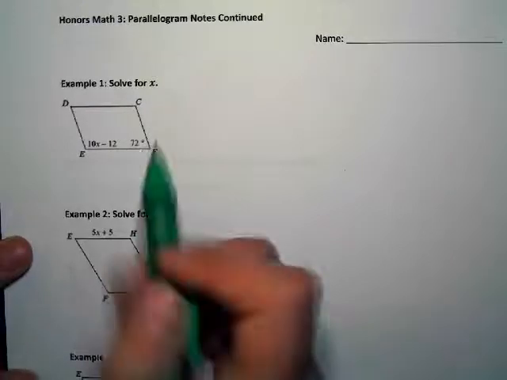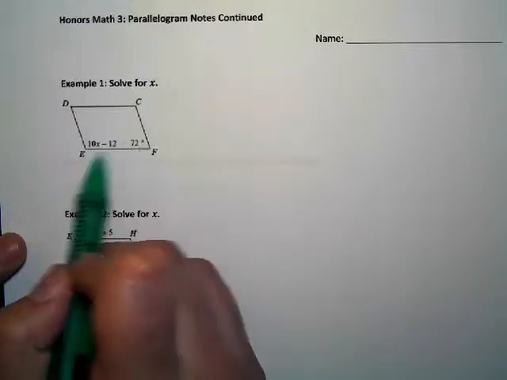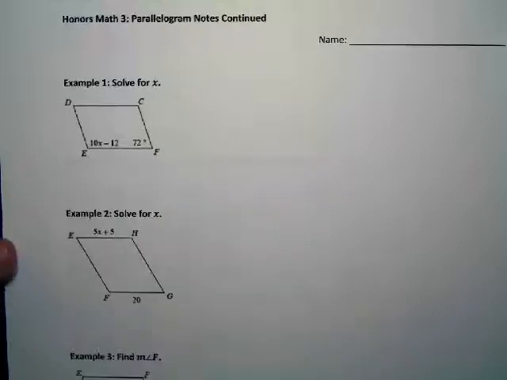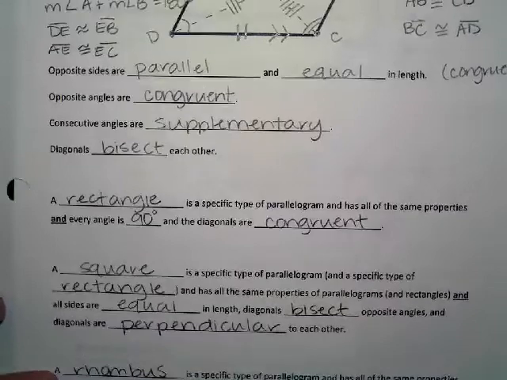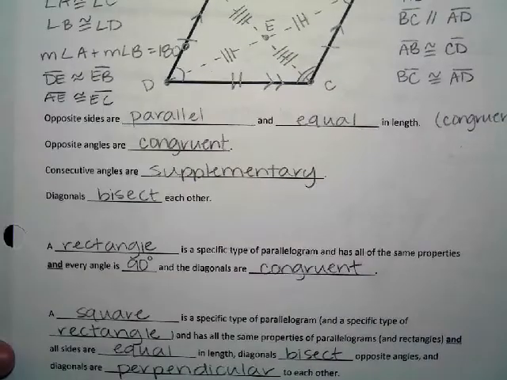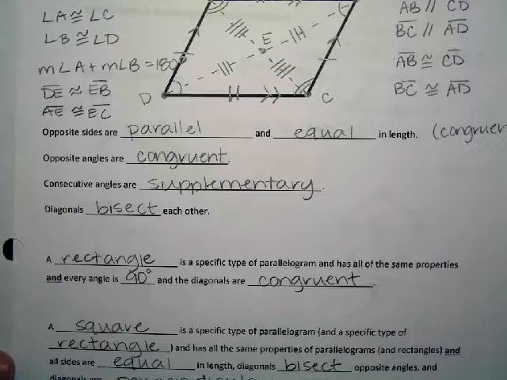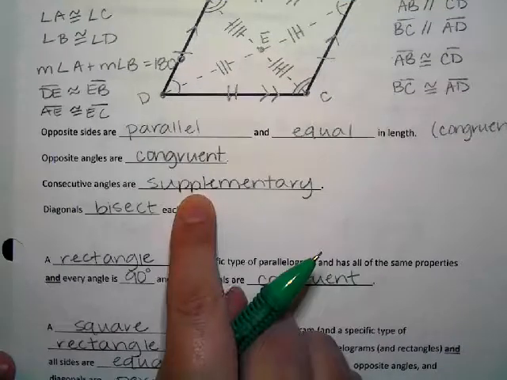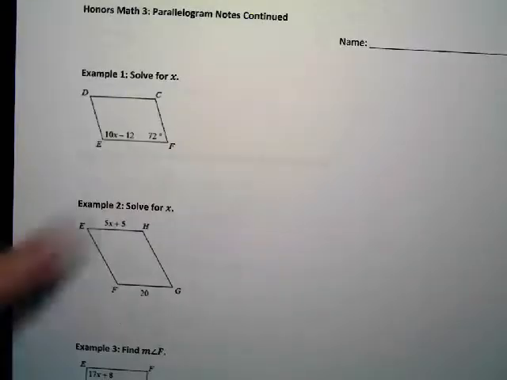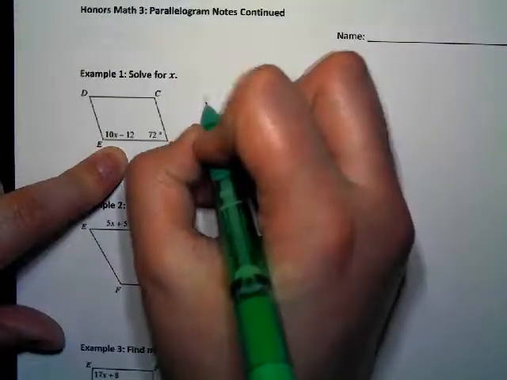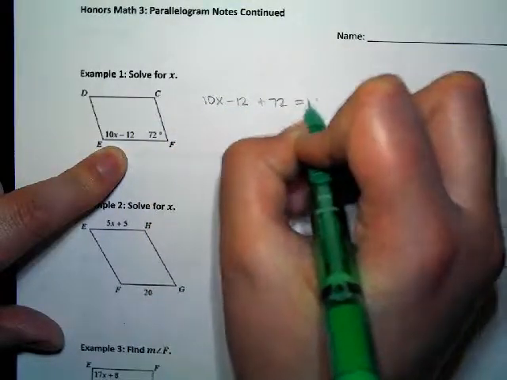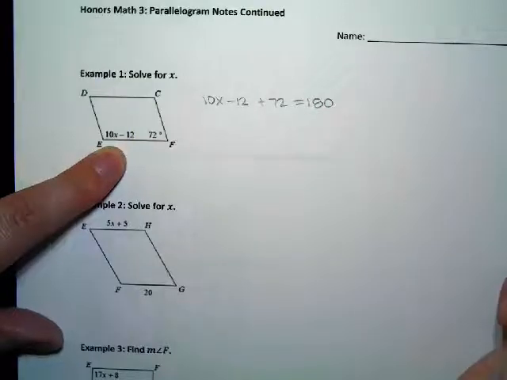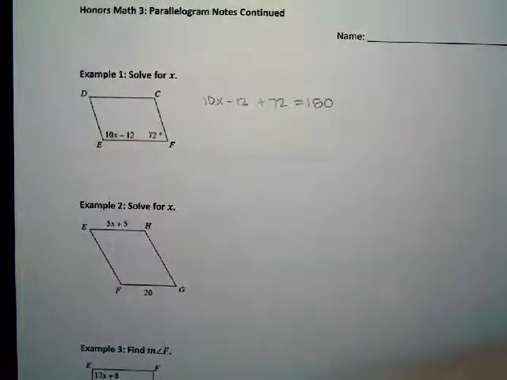So right now I have two angles that are next to each other. We would call these consecutive angles. So let's look at our notes and see what we know about consecutive angles. What do we know about them? They are supplementary, which means what? They add to 180 degrees. So we are going to say 10x minus 12 plus 72 equals 180 degrees. So that is going to be the equation that we solve to do the first problem.